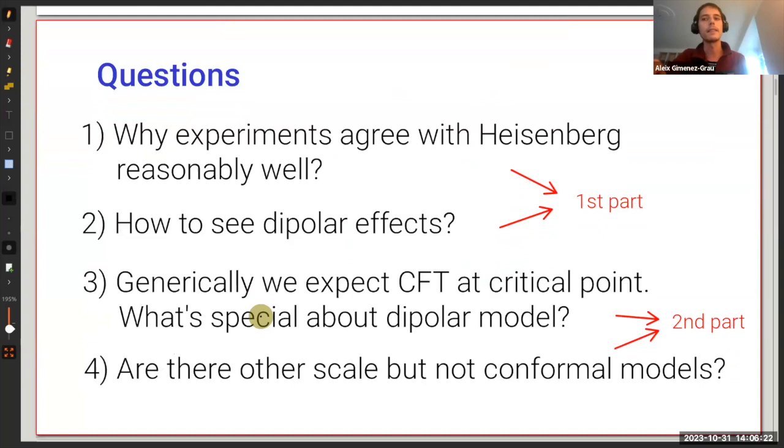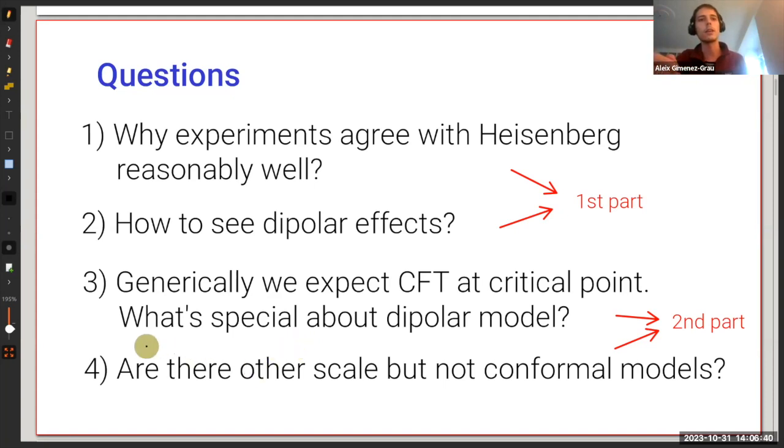In the second part, I'm going to discuss something which is a bit more formal. And this thing is the story of when a fixed point of the RG flow, when do we expect it to become a CFT, and when do we expect it to only be scale invariant.